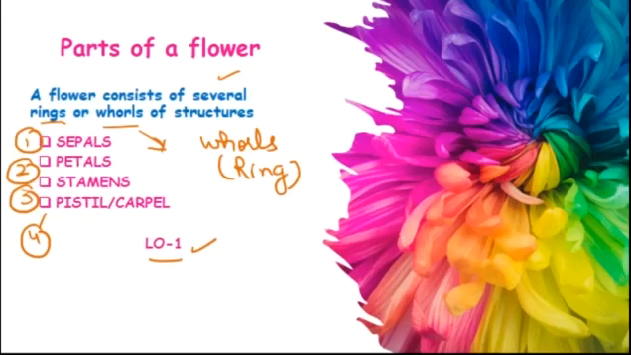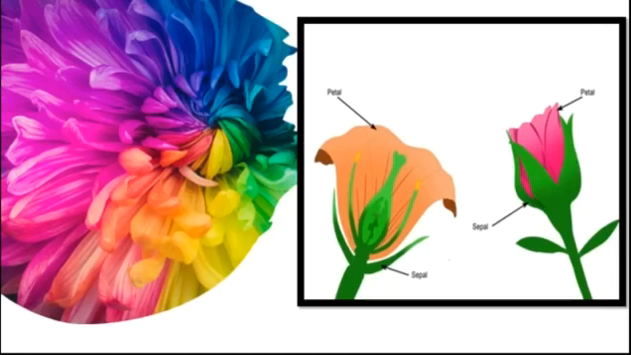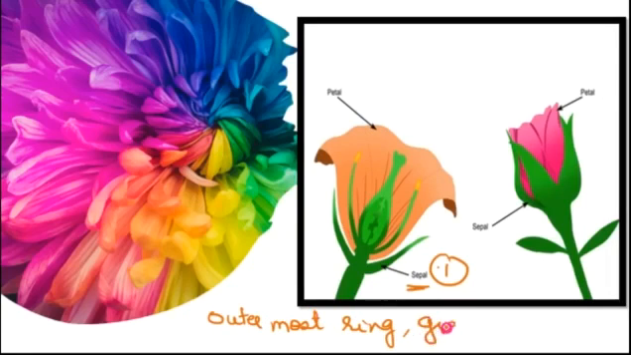Let's study the flower and its parts one by one in detail. You can see here the outermost ring. This is the first ring, which is called the sepal. The sepal is the outermost ring, it is the first ring, and it is green in color.